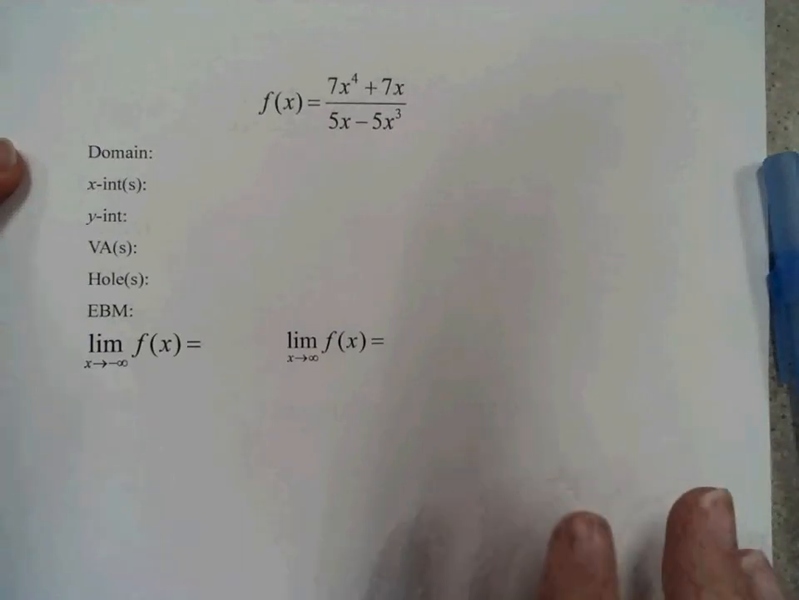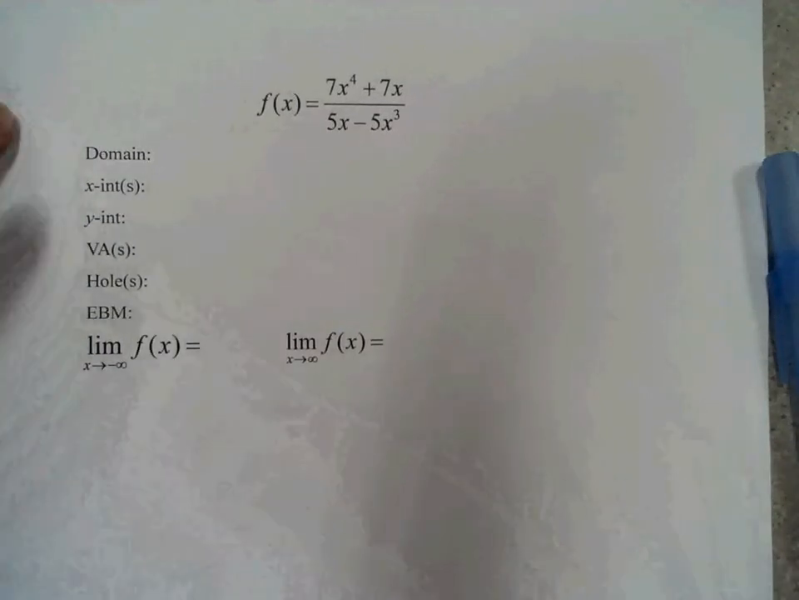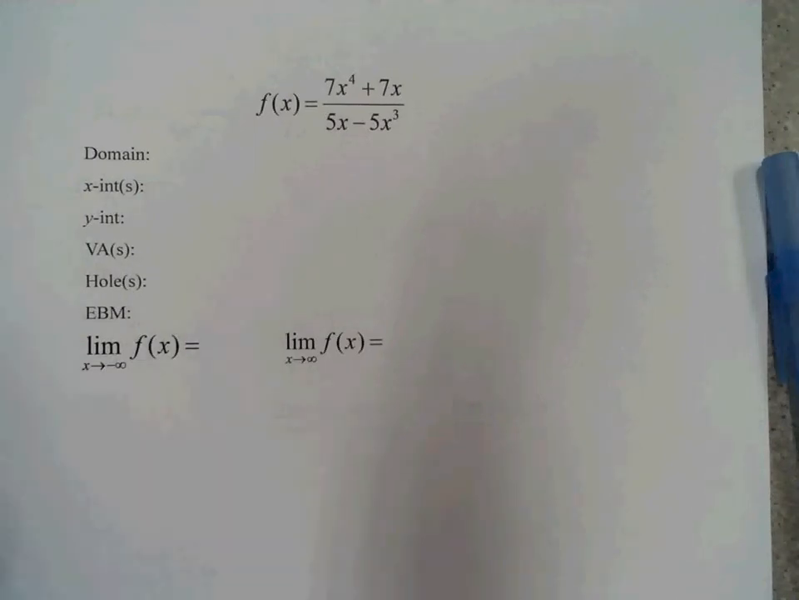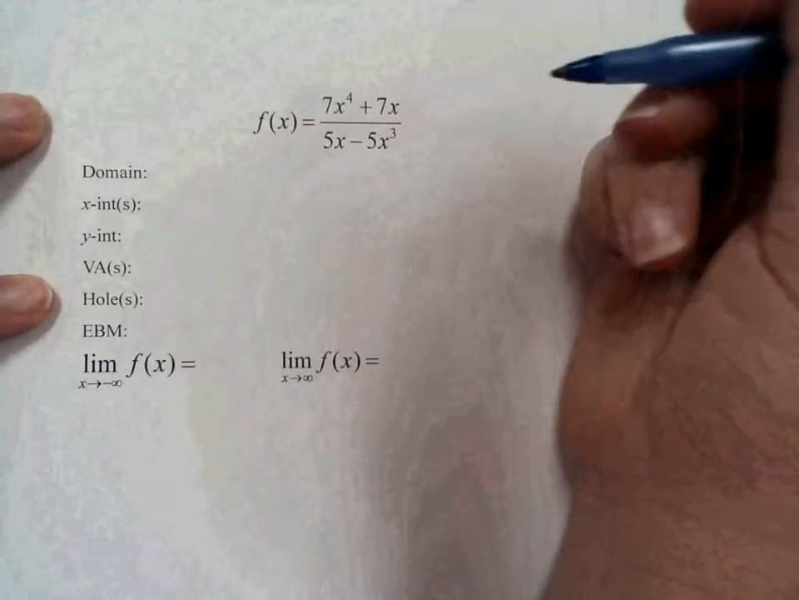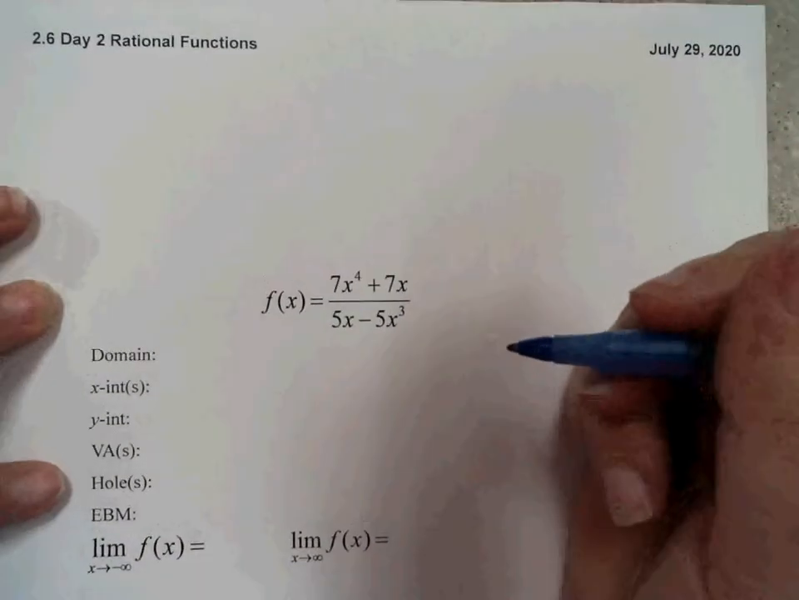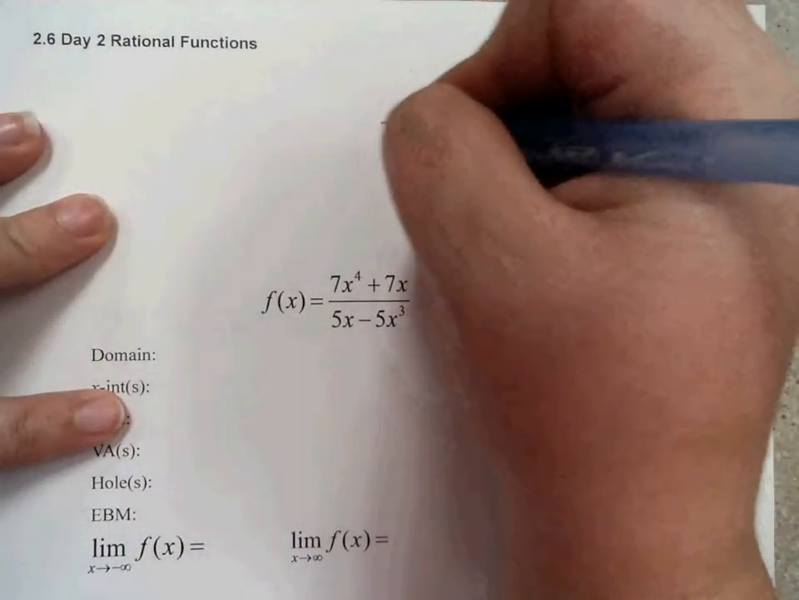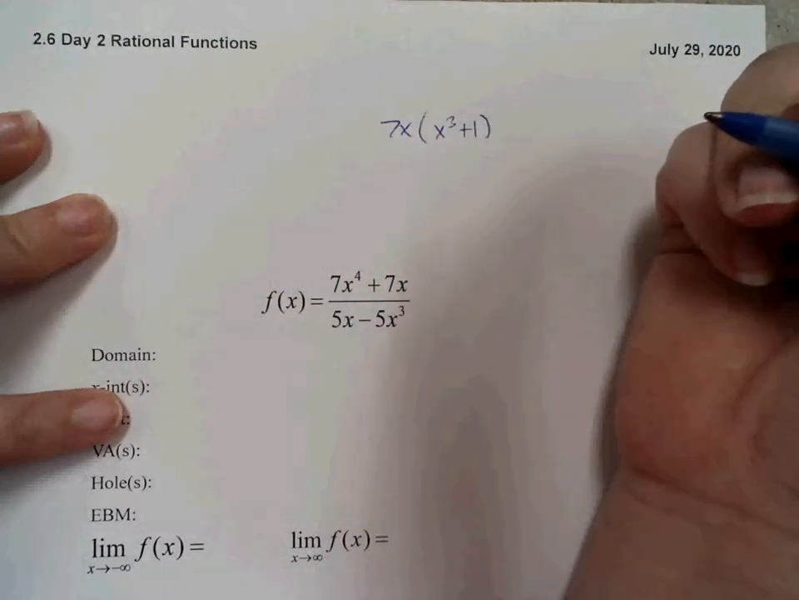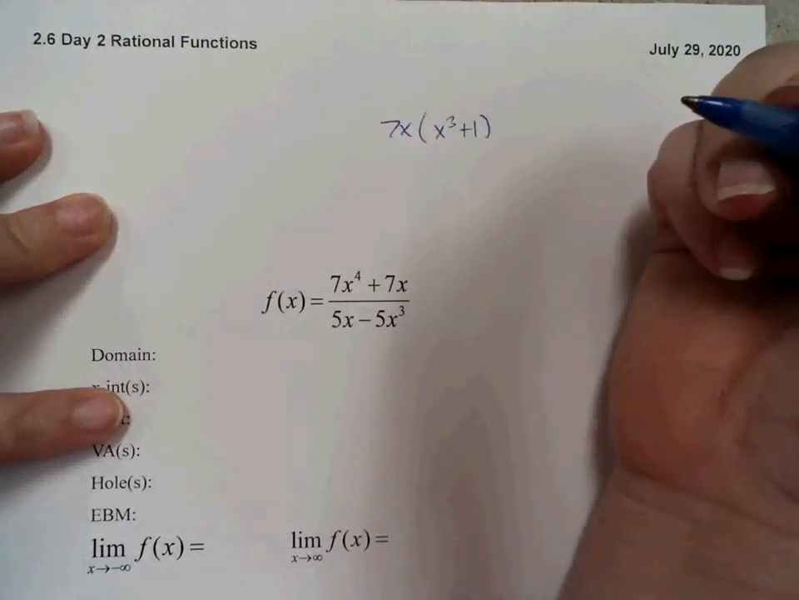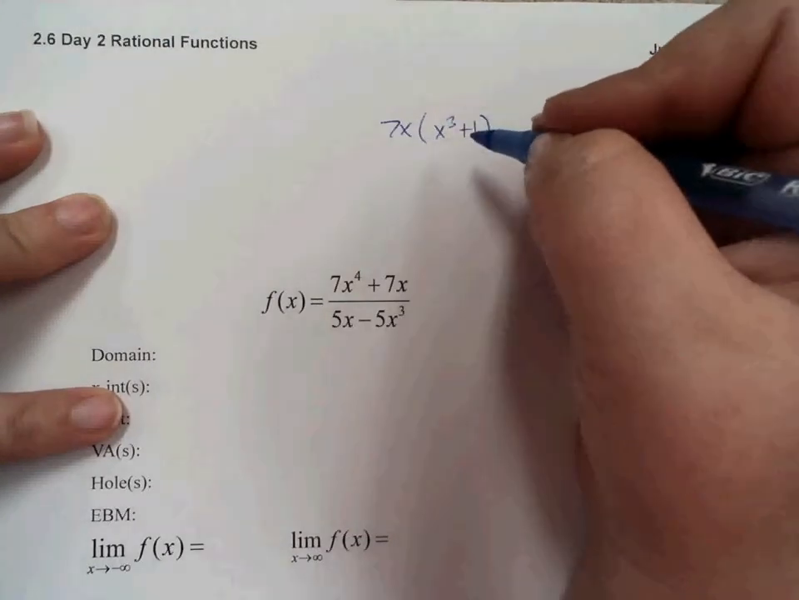Okay, so take a second, pause it, and write this function down, and let's factor so we can see what's happening. My numerator, it looks like I can factor out a 7 and an x, so if I factor out a 7x, I'm left with x cubed plus 1. So here's a real test of your memory. Do you recognize this?